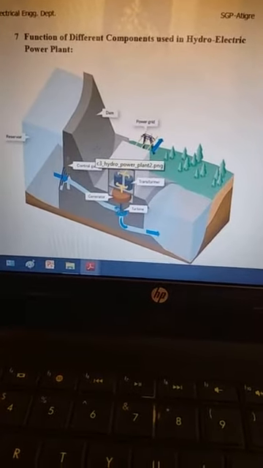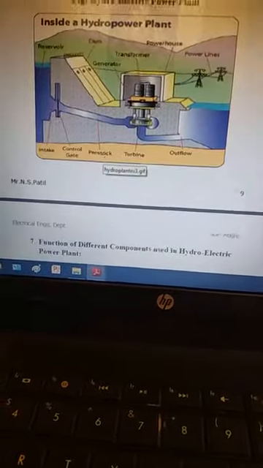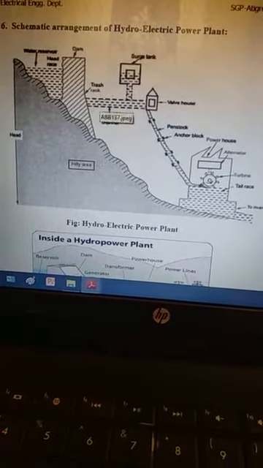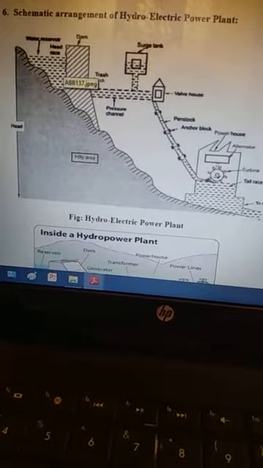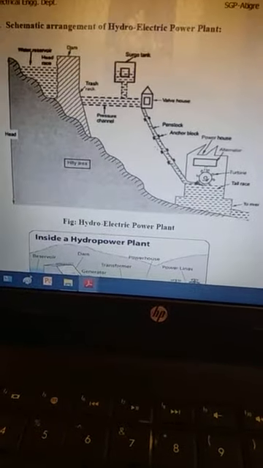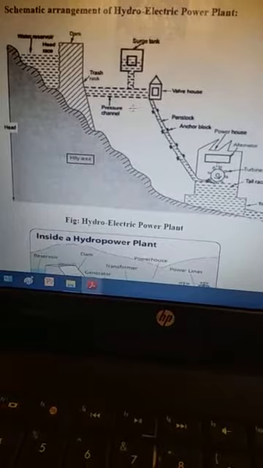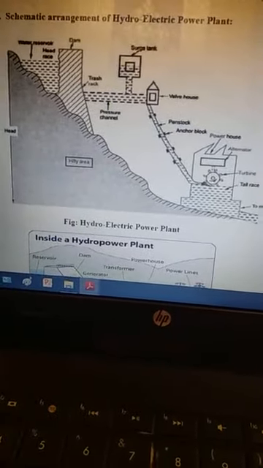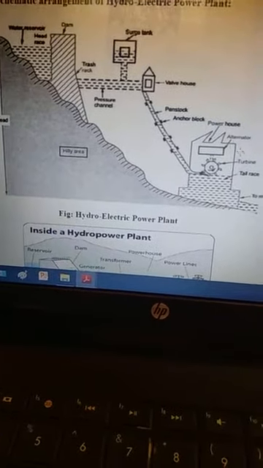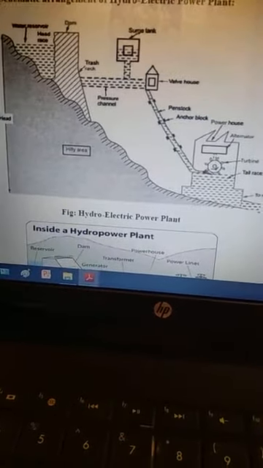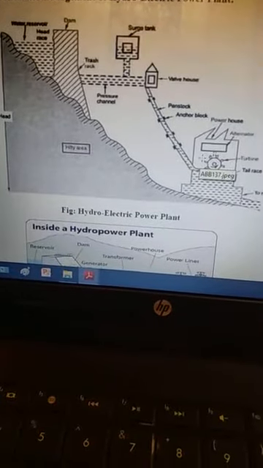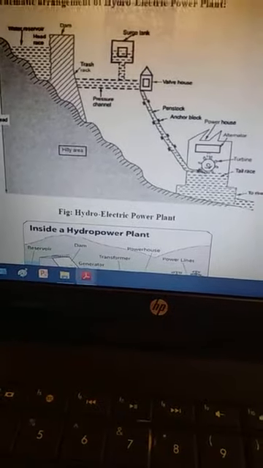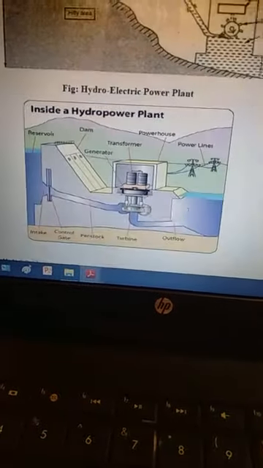Before I move on to the topic, let us see the previous picture. This is the full picture representing the whole hydroelectric power plant, and all these elements I have mentioned here with their names. And this is the separate unit. It shows the powerhouse, and in the powerhouse there is of course a turbine, generator, and transformer, which is separately shown here.